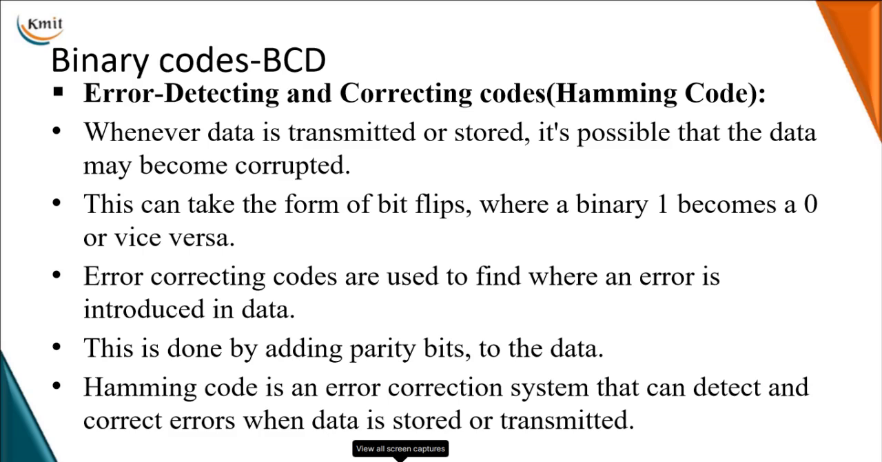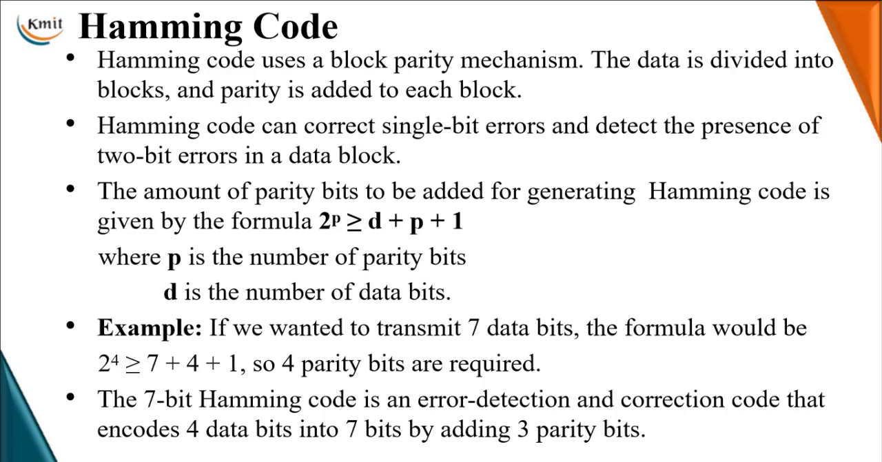In error detecting codes, we use a single parity bit, whereas in Hamming code, we use a block of parity bits. By dividing your data into multiple blocks and assigning parity bits for each block, based on the parity checking system, we find where the error occurred. It is used to detect a single-bit error, and it can also detect the presence of a 2-bit error in a data block.